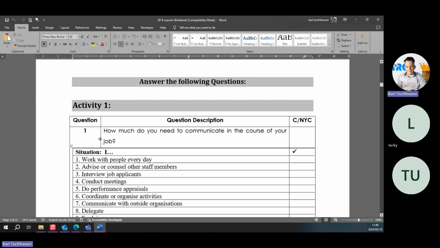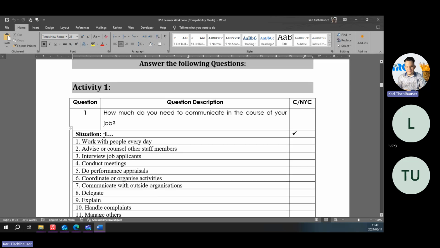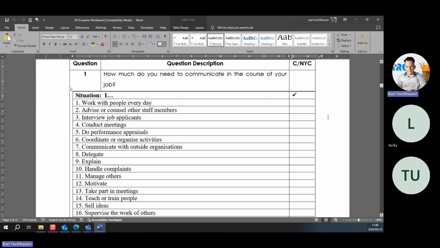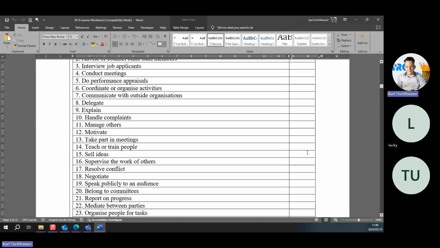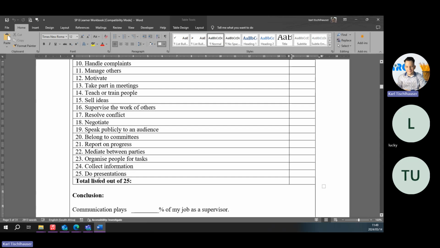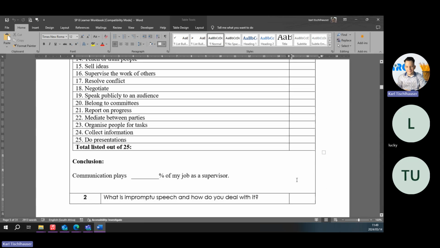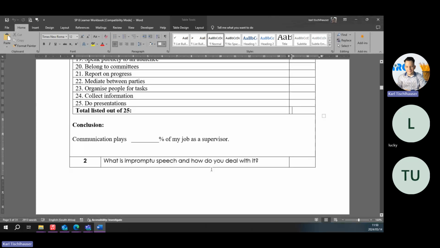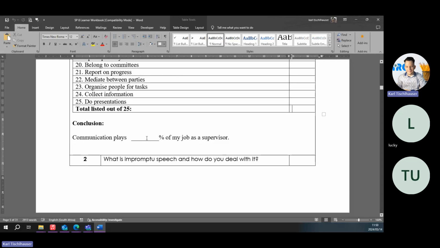So the first question here, they say, how much do you need communication in the course of your job? So they want you to put ticks. Do you work with people every day? Do you advise or counsel other staff members? Do you interview job applicants? Do you conduct meetings? If you do, you just tick, and then it says total out of 25. So how much did you tick out of 25? If I've ticked this 5 times, I'll say 5 divided by 25, and then I'll put that answer to complete this question.